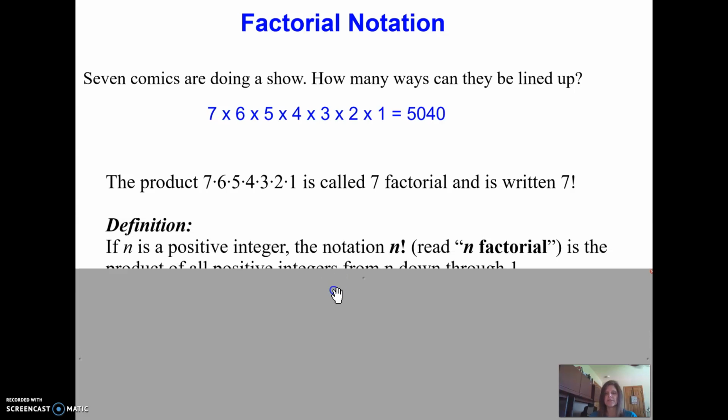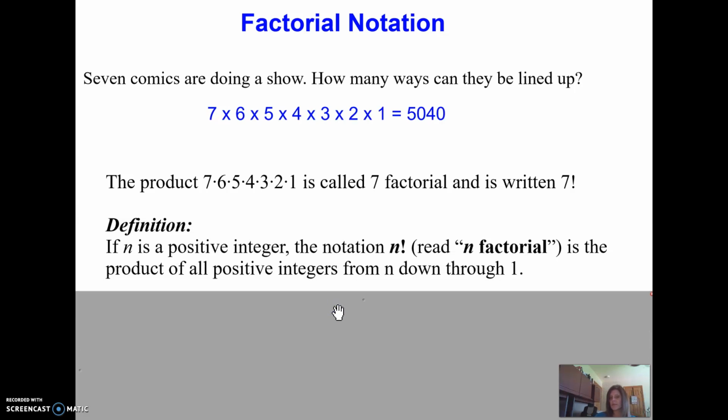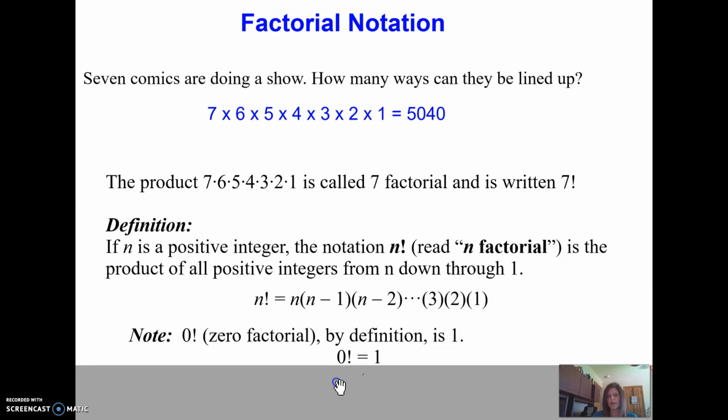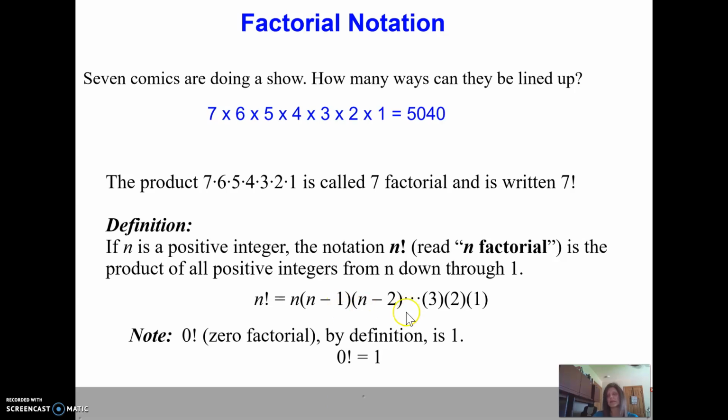All right, so here's the official definition. If n is a positive integer, it does have to be positive integers, then n factorial is the product of all positive integers from that n down through 1, right? And then I've given you the math form of that in the generic form. You don't have to worry about memorizing that, but now you've seen it.